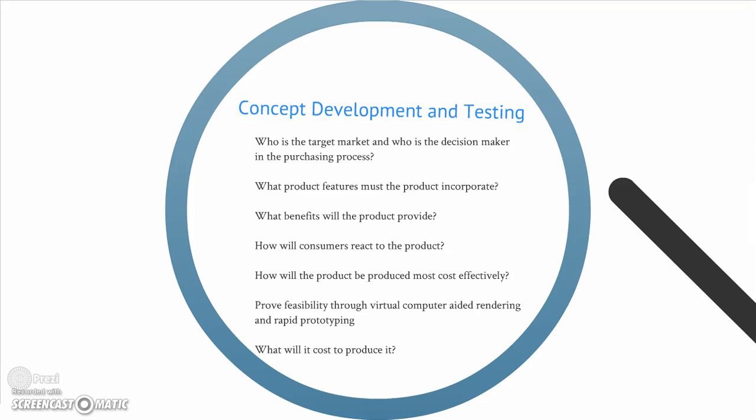One is who is going to make decision in the purchase process, and why I'm worried about it, because it should be comfortable for that person. And what product features must be there in order to develop the product, what benefits will be provided by the product, and I should know how the customer will react to the product. And these things can be addressed only when I develop a concept, or else when I put the concept into testing.